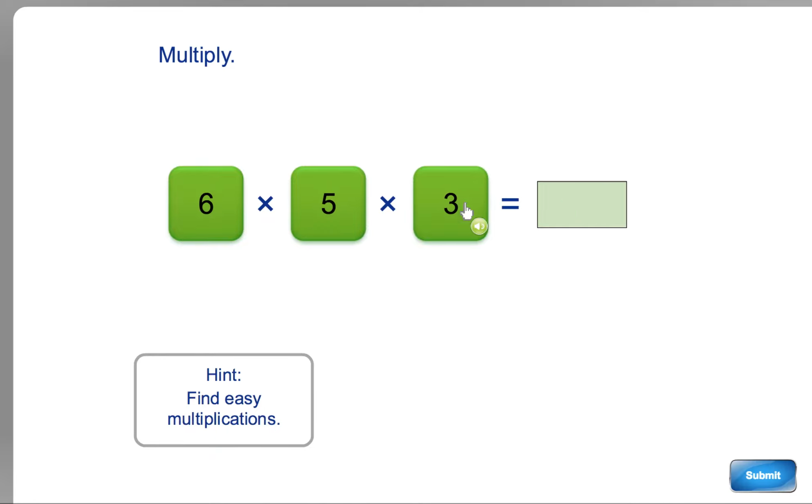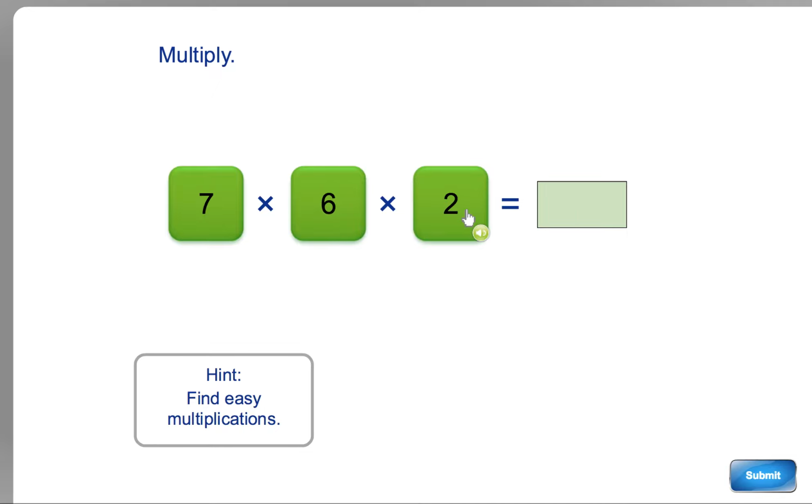One more. 6 times 5 times 3, I would probably do 6 times 5 is 30, 6 5s are 30, and then 3 30s is 90. So look for the easy multiplications in here, and if it's not obvious, move them around a little bit.